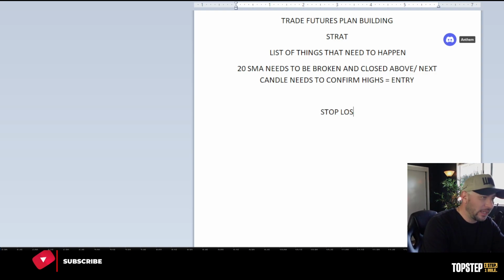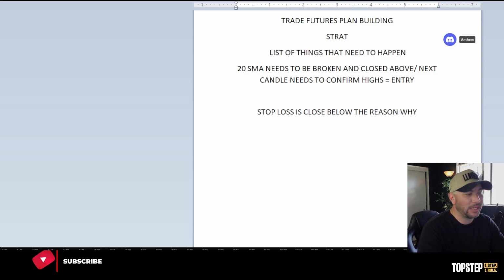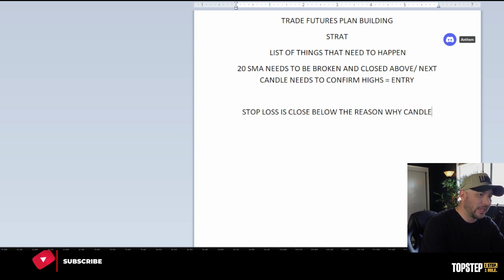Stop loss. Okay, stop loss is close below the reason why candle. Okay, what's your reason why candle? The reason why we're taking a trade is to close over or under the 20 SMA. So our stop loss is a close below the reason why candle. No ifs, buts about it. Simple. That's it.